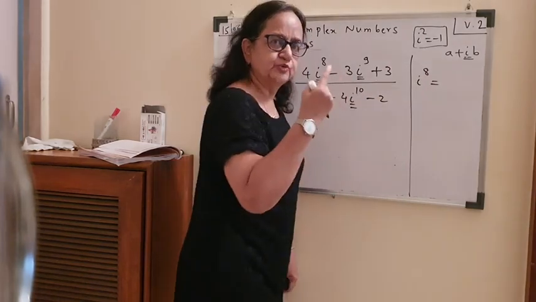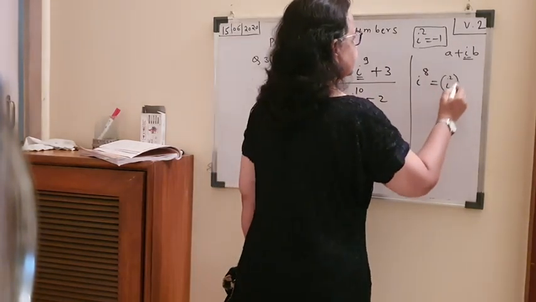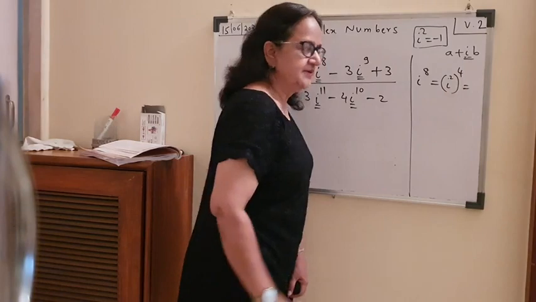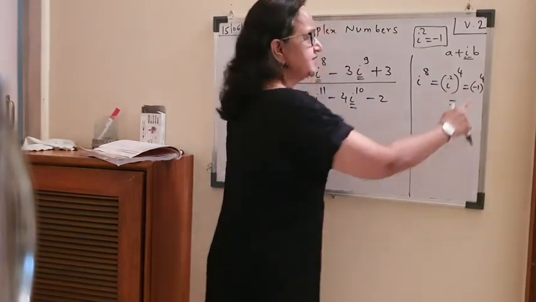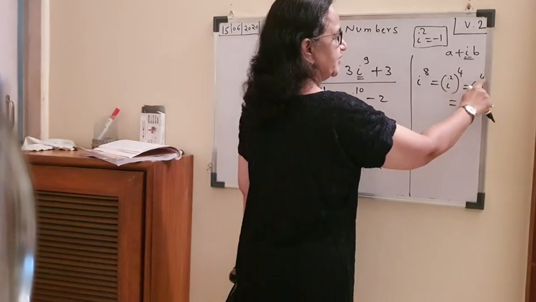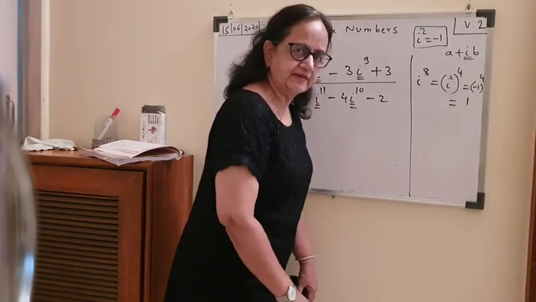So it's a multiple of 2. So use that. i raised to 4 is i squared raised to 2, which is minus 1 raised to 2. Actually, i raised to 8 is i squared raised to 4, which is minus 1 raised to 4. 4 is an even number. So minus 1 raised to an even number, the answer is positive 1.